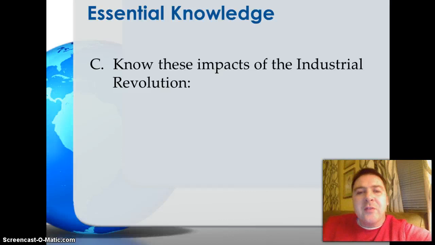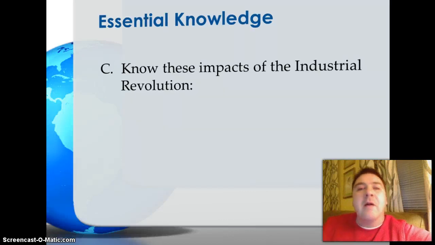Okay, our last part of the standard is to know some of the impacts of the Industrial Revolution.